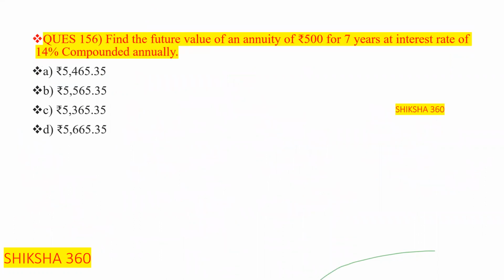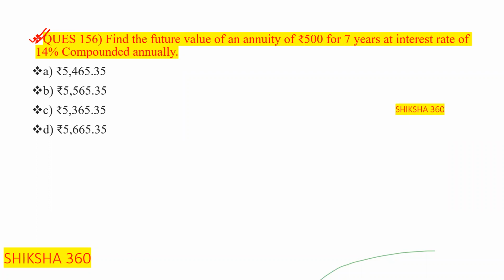Next is question 156. Here they are asking us to find the future value of an annuity. Find the future value of an annuity of rupees 500 for 7 years at an interest rate of 14% compounded annually.